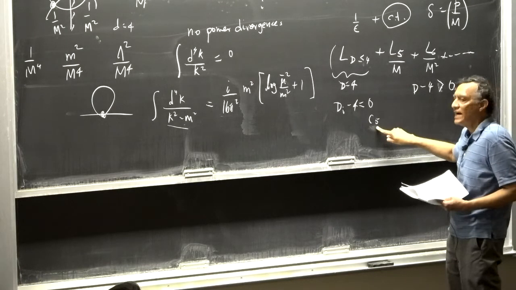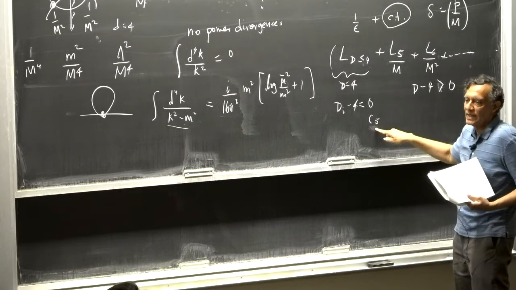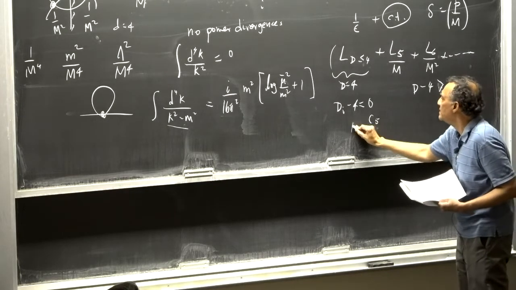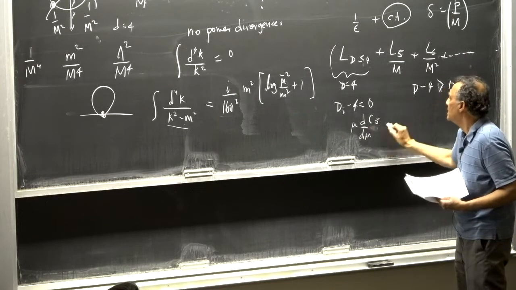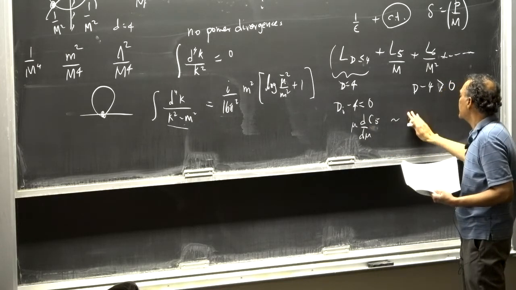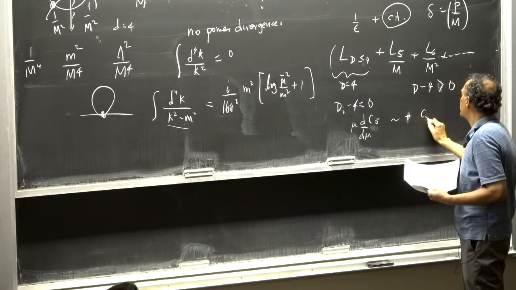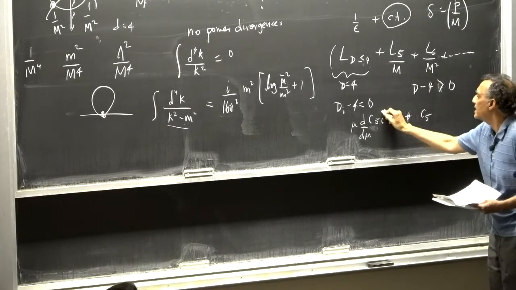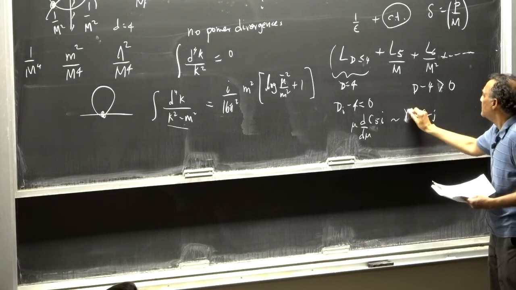Suppose I have a running of a dimension 5 operator. Again, you just got to get used to counting the M's in the denominator. So if I do mu d/d mu of a dimension 5 operator, it's going to have something times dimension 5. There may be multiple operators, so there could be some index i, j, and there could be some gamma ij.